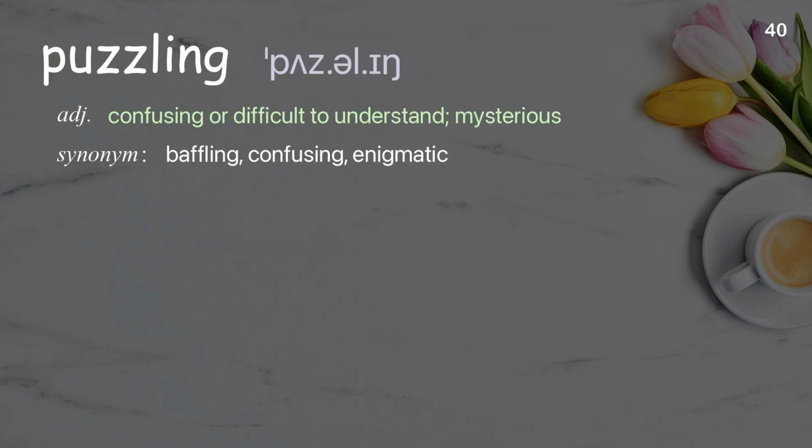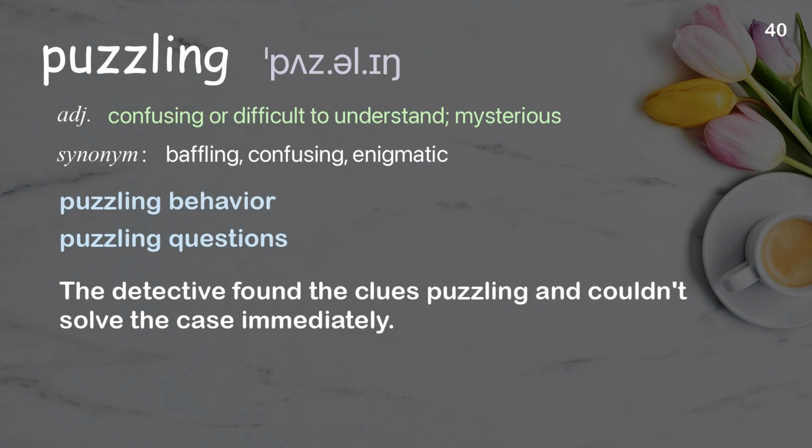Puzzling. Confusing or difficult to understand, mysterious. Examples: Puzzling behavior. Puzzling questions. The detective found the clues puzzling and couldn't solve the case immediately.